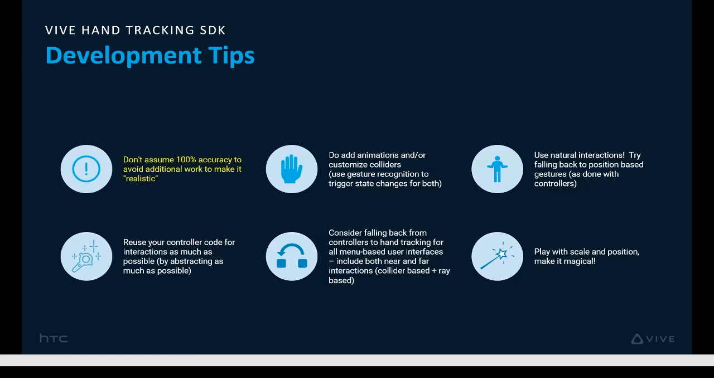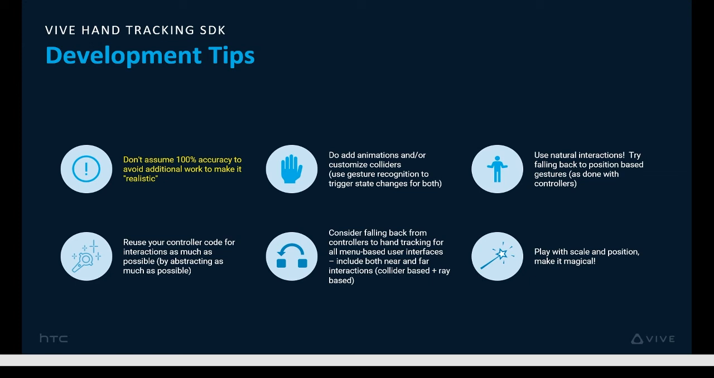Okay, here are some tips I learned while implementing hand tracking. Don't assume 100% accuracy to avoid additional work, and don't assume physics alone will make it look realistic. Don't assume ideal lighting conditions or not going out of field of view. So do use the new confidence feature. And as we saw earlier, don't leave it all up to finger colliders on their own.